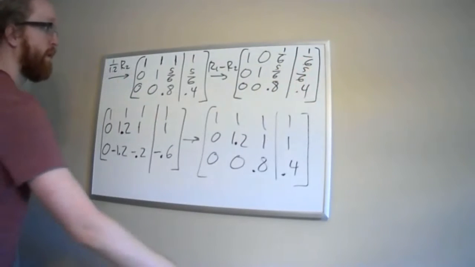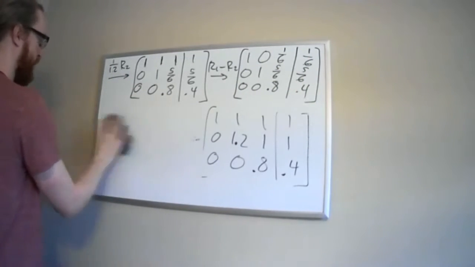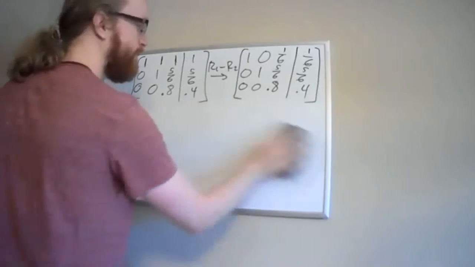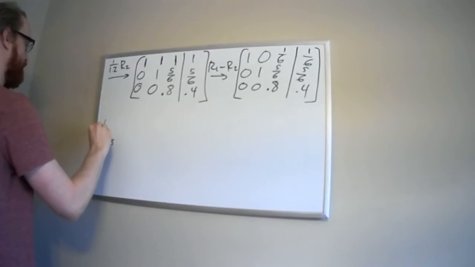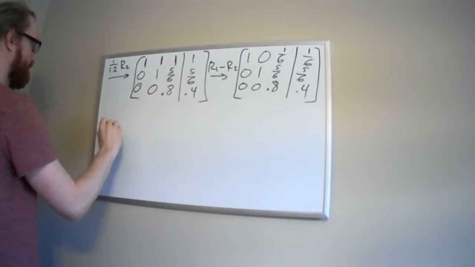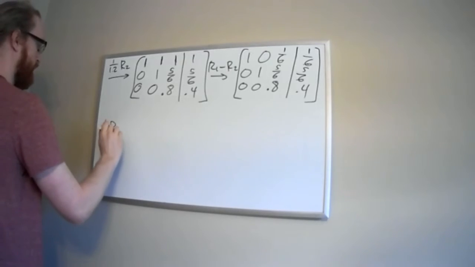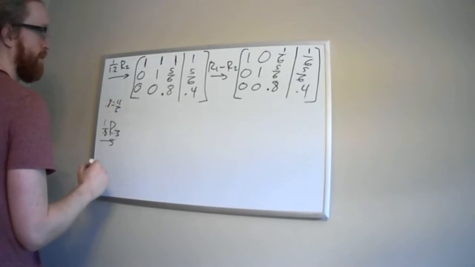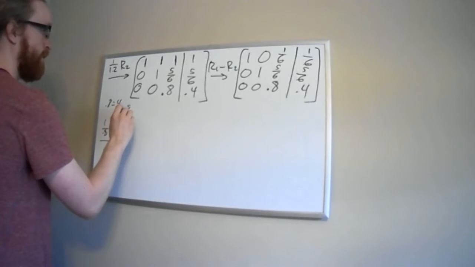Like that. So now I just have to deal with that third column. I need to turn that 0.8 into a 1. So I'm going to divide that last row by 0.8. 0.8 is 4/5, so I'm really multiplying by 5 over 4.